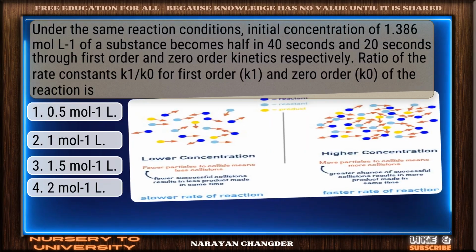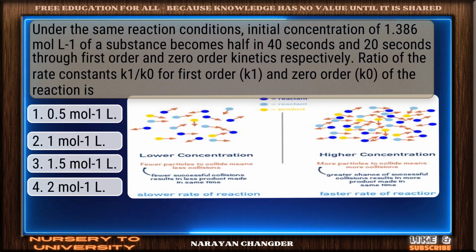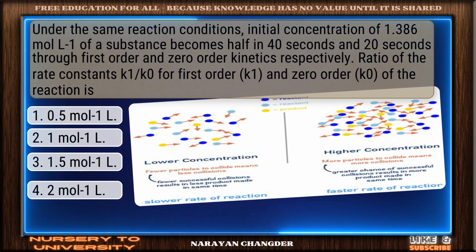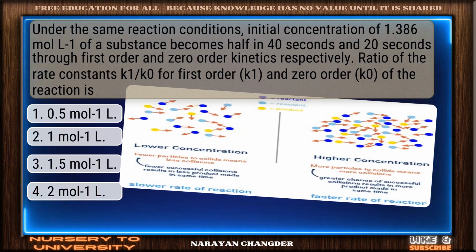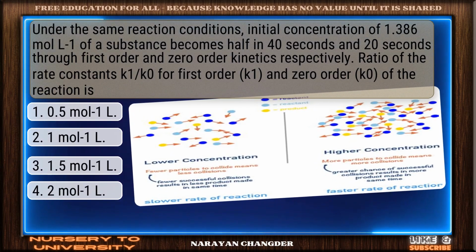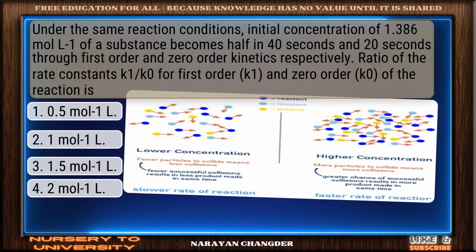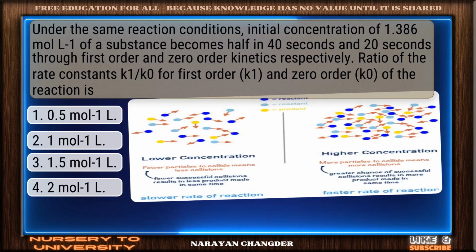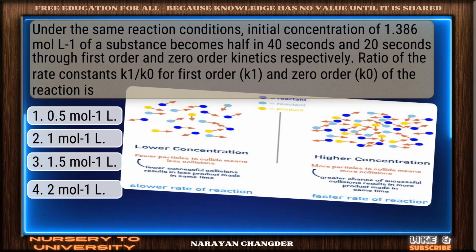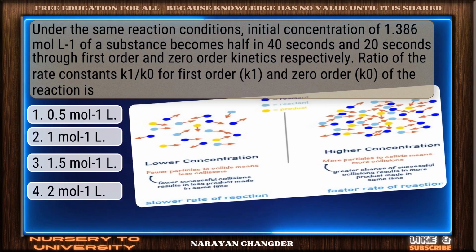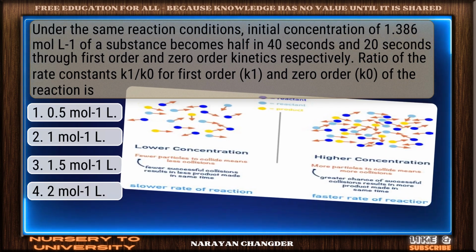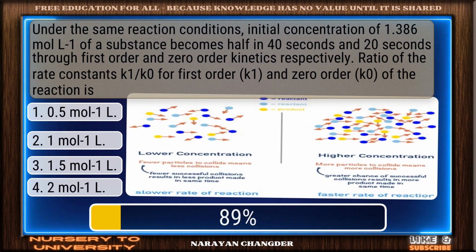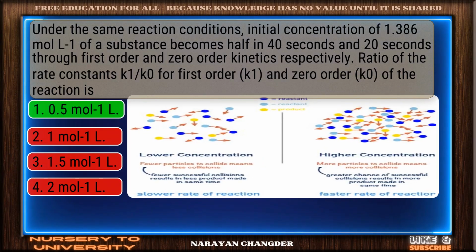Under the same reaction conditions, an initial concentration of 1.386 mol/L of a substance becomes half in 40 seconds and 20 seconds through first-order and zero-order kinetics respectively. The ratio of the rate constants k1 for first order and zero order of the reaction is Option 1, 0.5 mol/L. Option 2, 1 mol/L. Option 3, 1.5 mol/L. Option 4, 2 mol/L. Perfect choice, 0.5 mol/L.